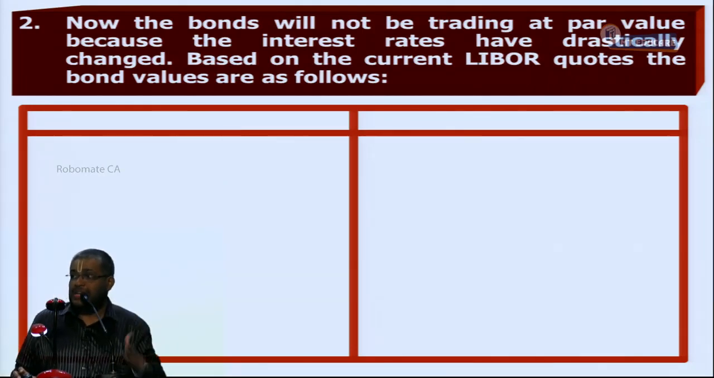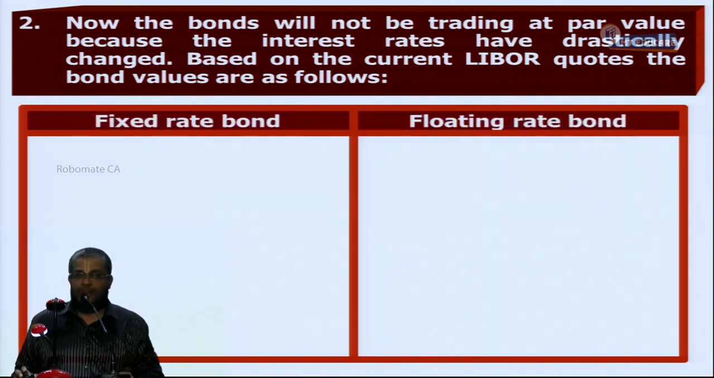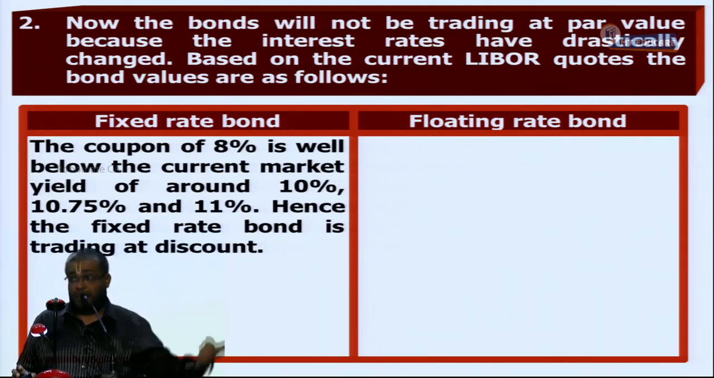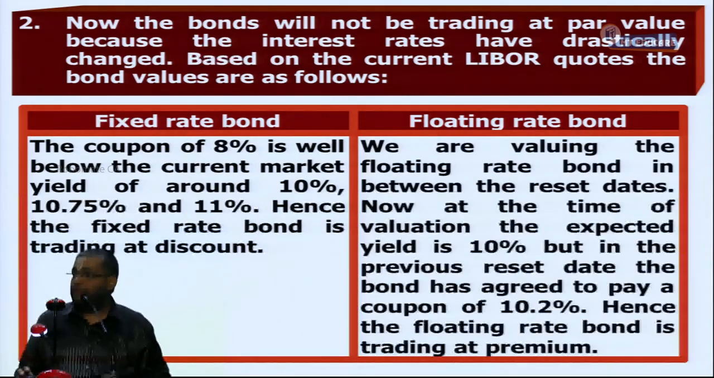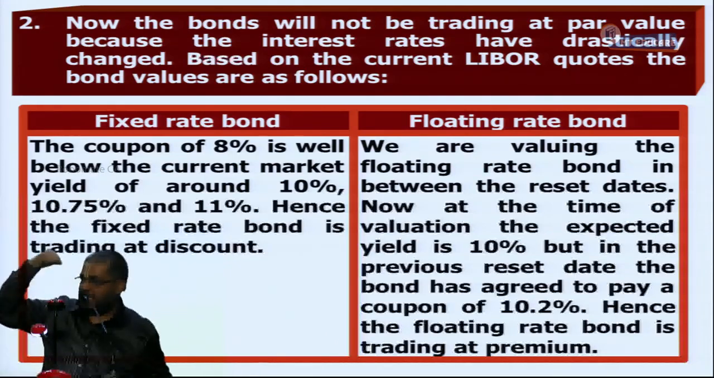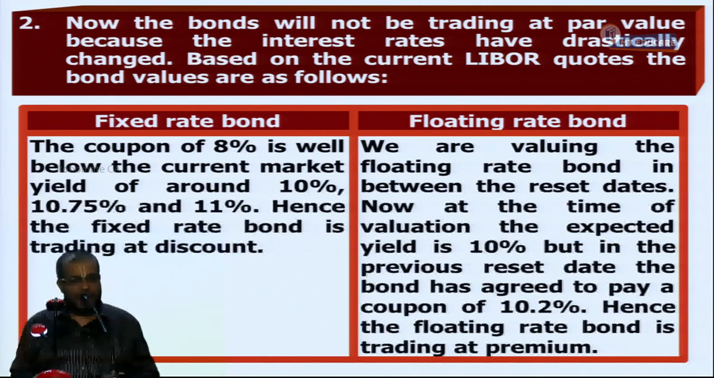Next, now the bonds will not be trading at par value, because interest rates have drastically changed. Based on the current LIBOR quotes, the bond values are as follows. Listen now. The fixed rate bond pays a coupon of 8%, which is well below the current market yield of 10%, 10.75% as well as 11%. Hence the fixed rate bond is trading at a discount. For the floating rate bond, we are valuing it in between reset dates. At the time of valuation, the expected yield is only 10%, but on the previous reset date, the bond agreed to pay a coupon of 10.2%. Hence the floating rate bond is trading at a premium.